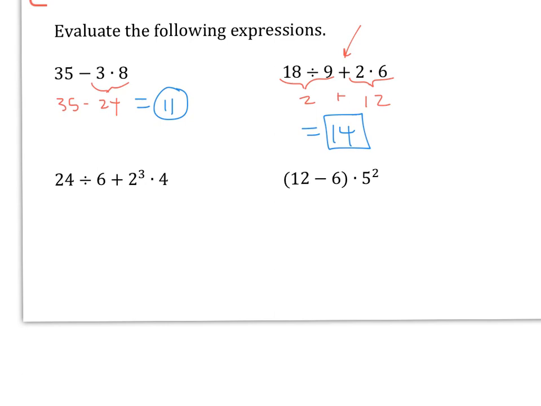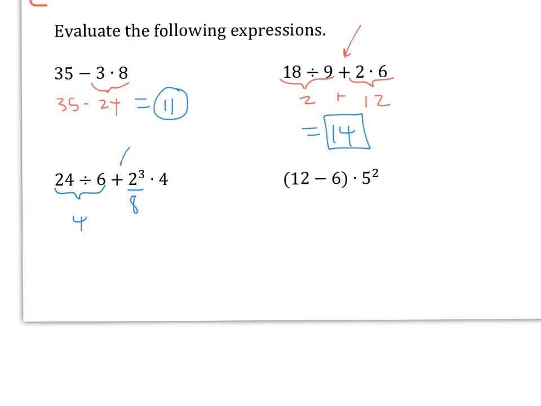Now let's look at 24 divided by 6 plus 2 to the third power times 4. So according to PEMDAS, I need to complete the exponents first. 2 to the third power is 2 times 2, which is 4, times 2, which is 8. So that's completed. Now I need to complete 24 divided by 6, which is 4.